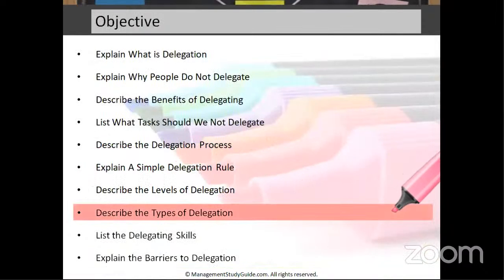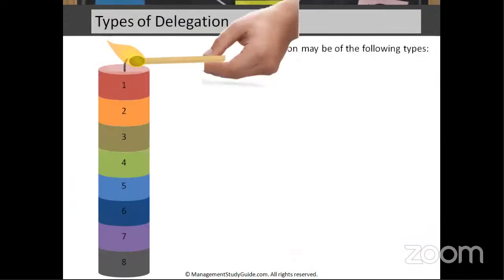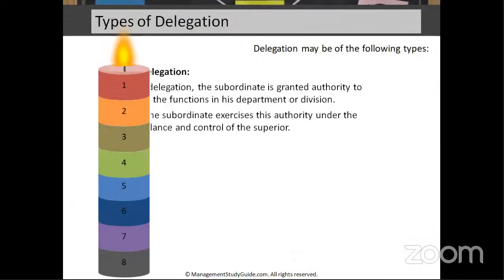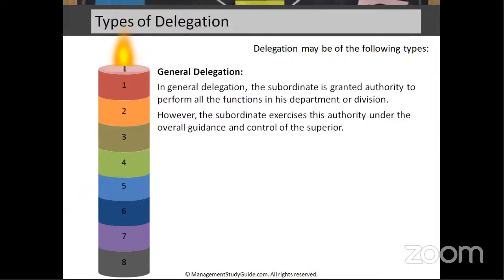Now, as we begin to round up, let's look at the types of delegation. Delegation may be of the following types. We have the general delegation. In general delegation, the subordinate is granted authority to perform all the functions in a department or division. However, the subordinate exercises this authority under the overall guidance and control of the supervisor.